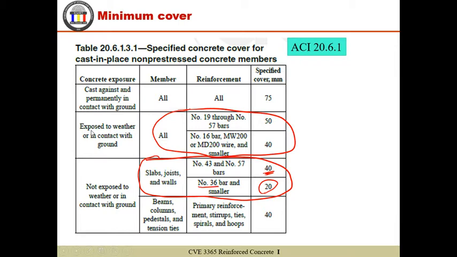If your slab is exposed to weather or in contact with ground, we said that you need a greater cover. If you use bars number 19 through number 57, you're going to use 50. If you use number 16 bars, or if you use wires and so on, you will need 40 millimeters of cover. So I think now everything is clear. Mostly in this lecture we will use 20 millimeters as cover.